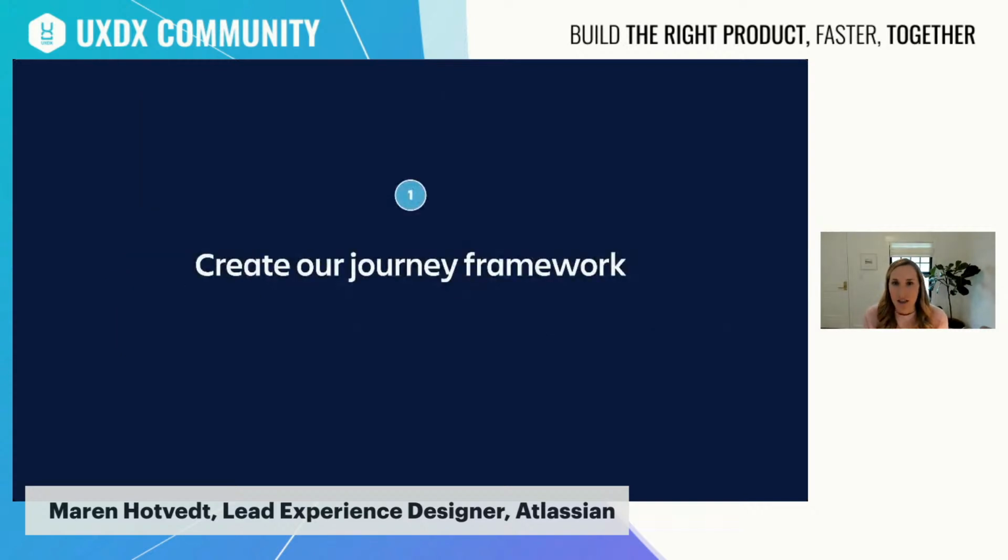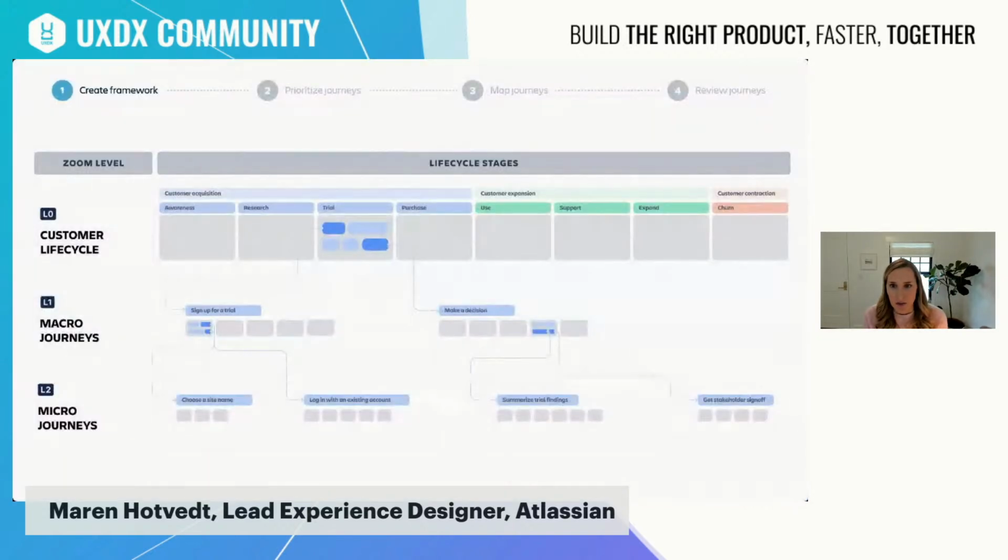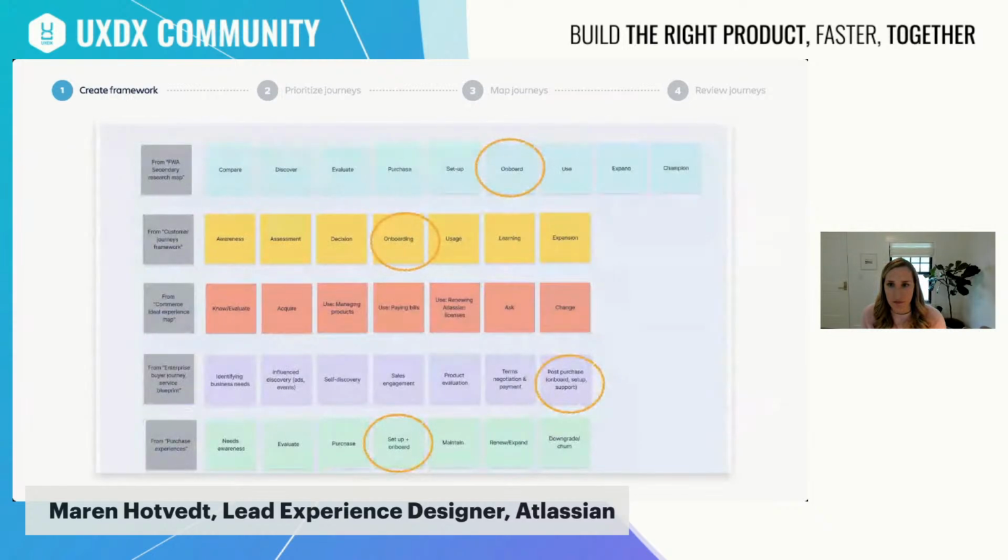So I'll dive into detail about step 1, creating our journey framework. The end state that we were looking for was something like this, where we had defined levels of Zoom and defined lifecycle stages. We started by looking at the lifecycle stages, and the first thing we did was an internal audit of different end-to-end journey work from across the business, and we looked at the stages that were being used. And we were looking for common patterns. So for example, again, onboarding was a phase that almost every end-to-end journey shared, and we then synthesized these into a recommended set of lifecycle stages.